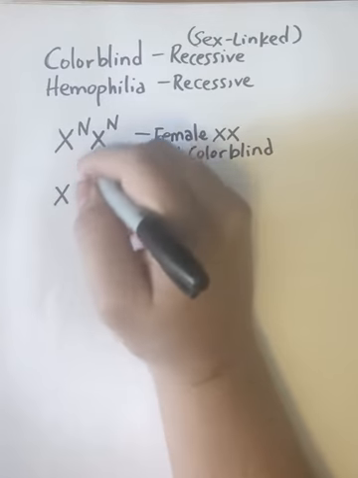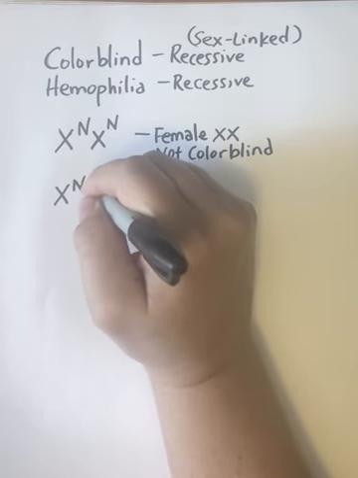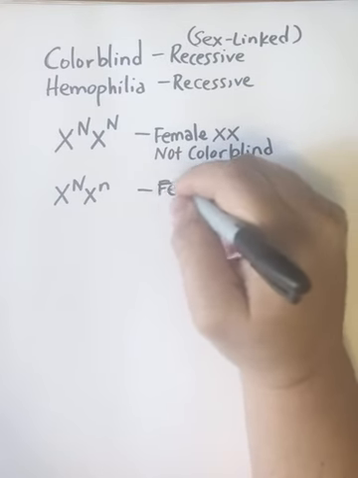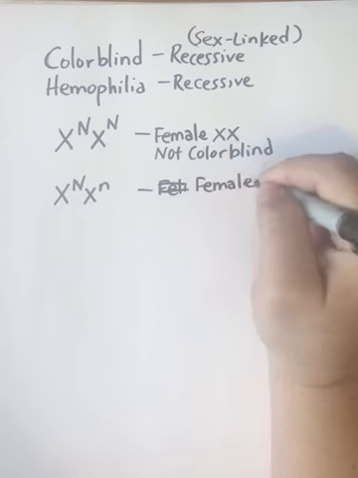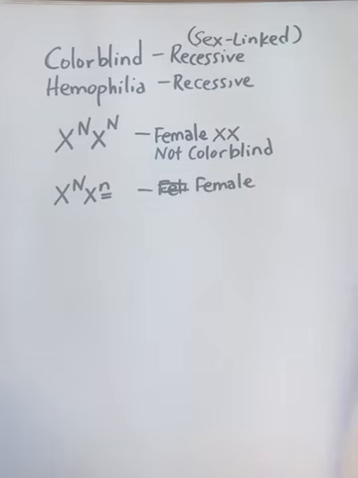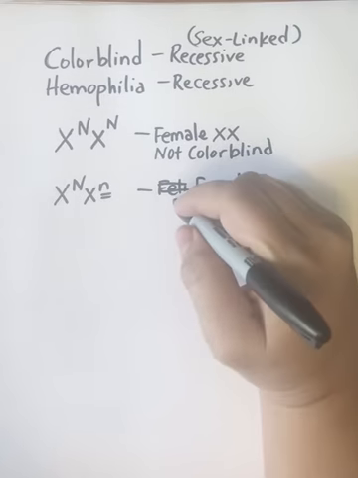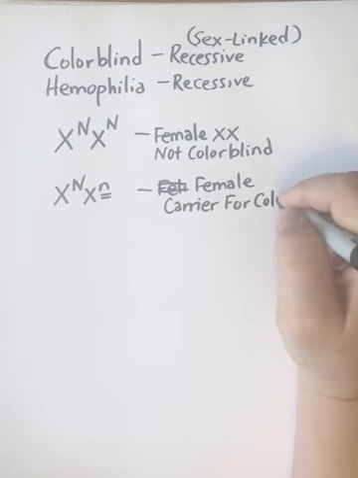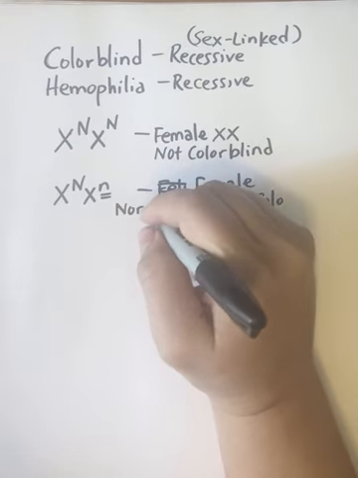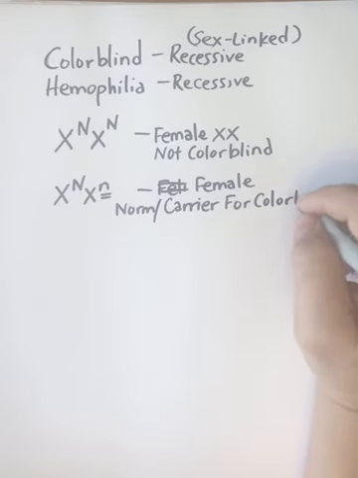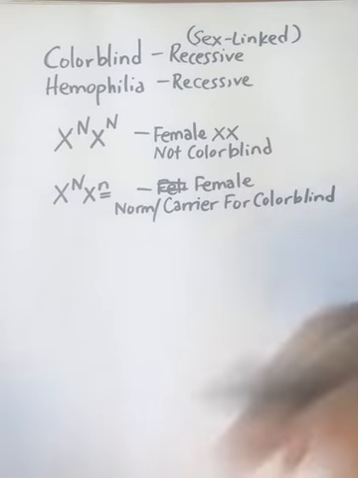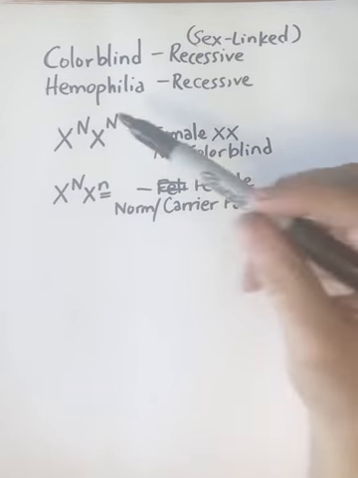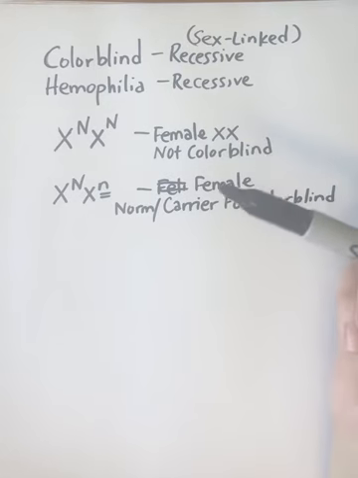Now, you can be a female who is a carrier for colorblindness. Now, if you're a carrier, we know that the phenotype is female because it is XX. However, because she has 1 recessive trait on her X chromosome, she is considered to be a carrier for colorblindness. Now, she is normal. However, she is a carrier for colorblindness. She is considered to be heterozygous in that she has a big N and a little n. And again, this is sex-linked inheritance, and sex-linked inheritance comes on the X chromosomes.